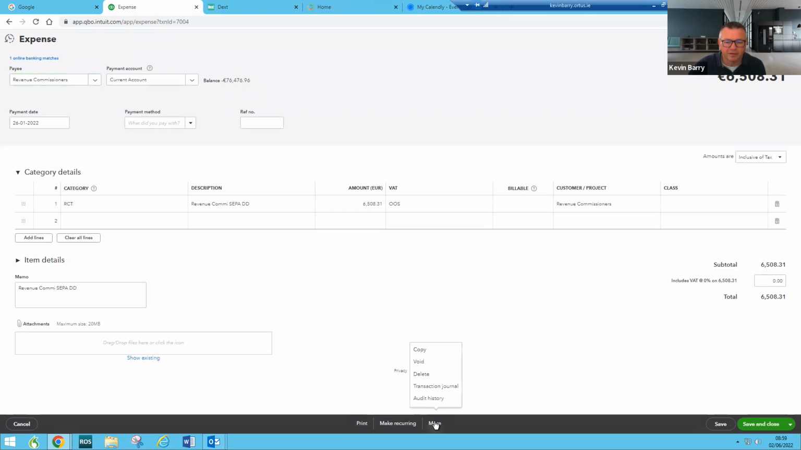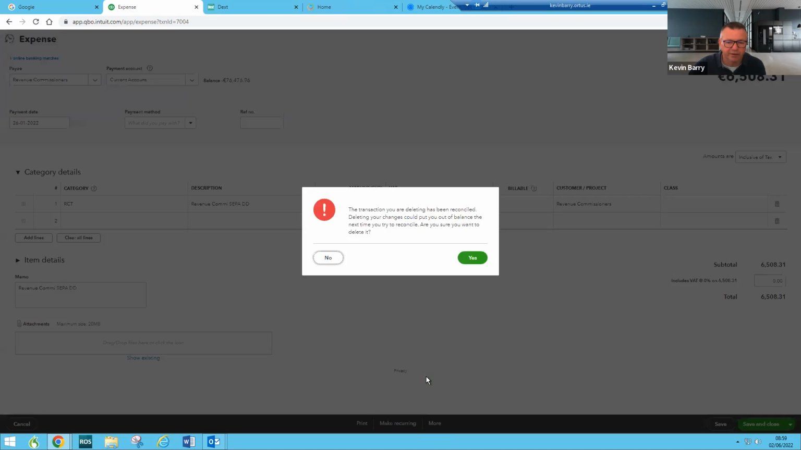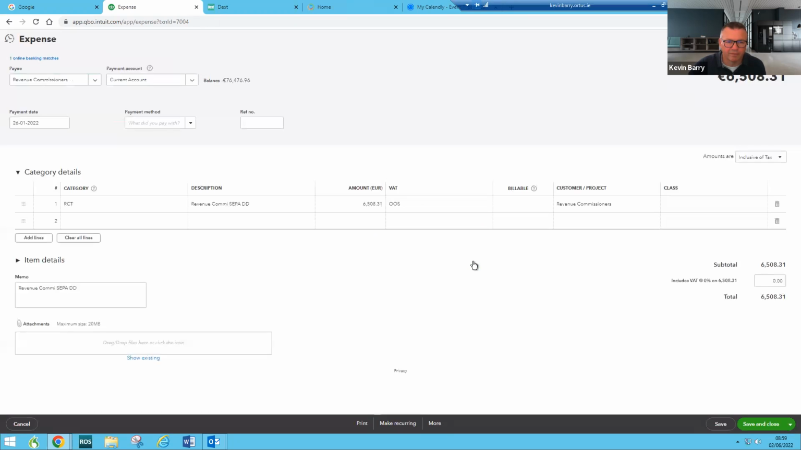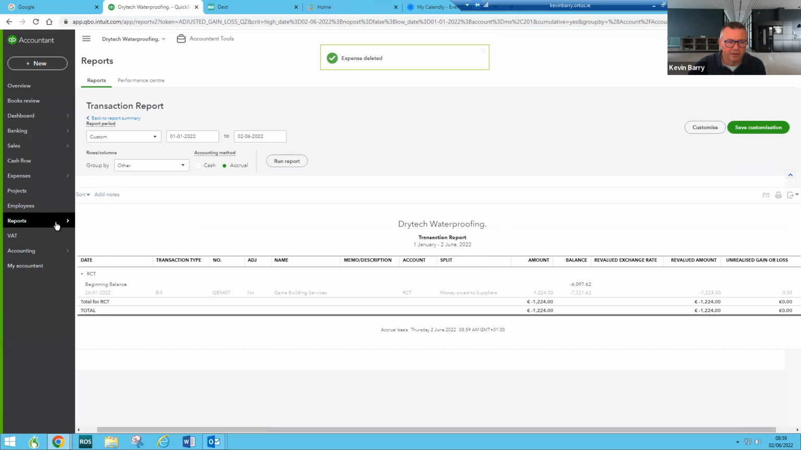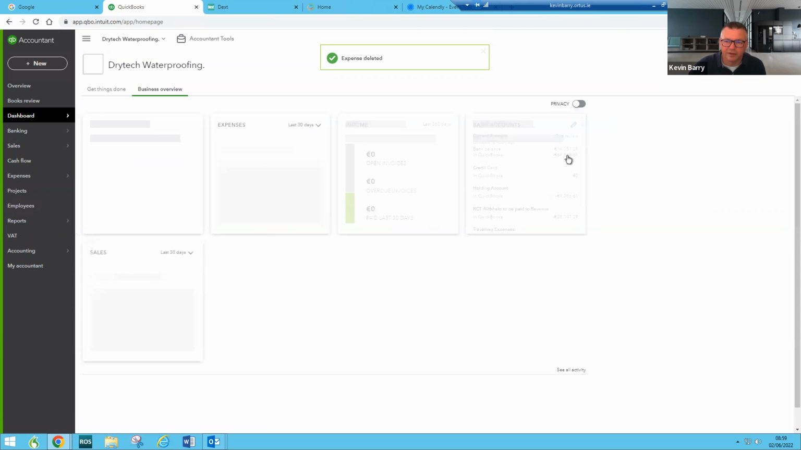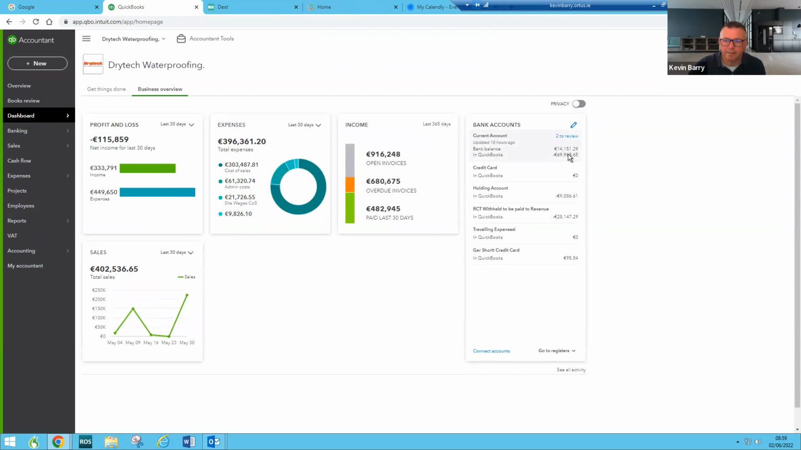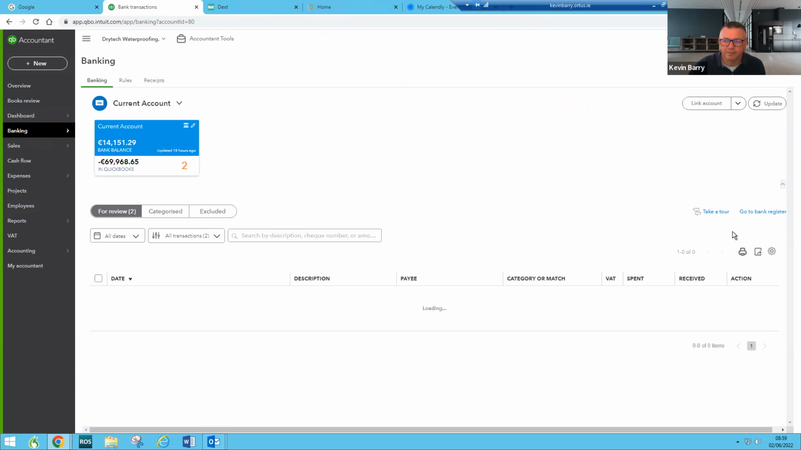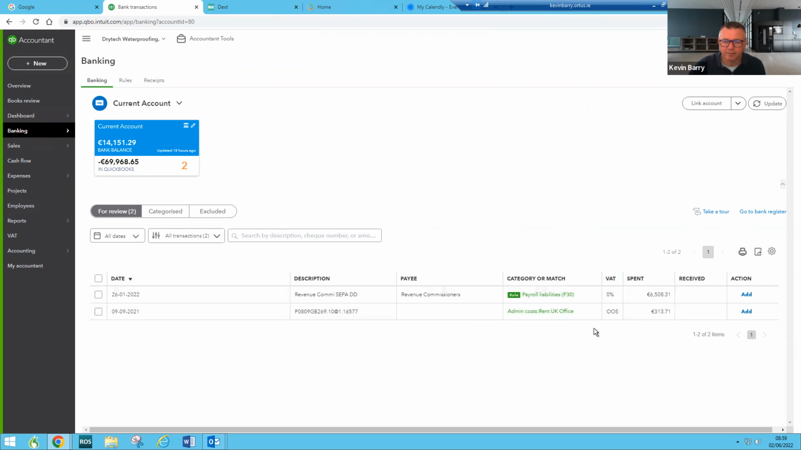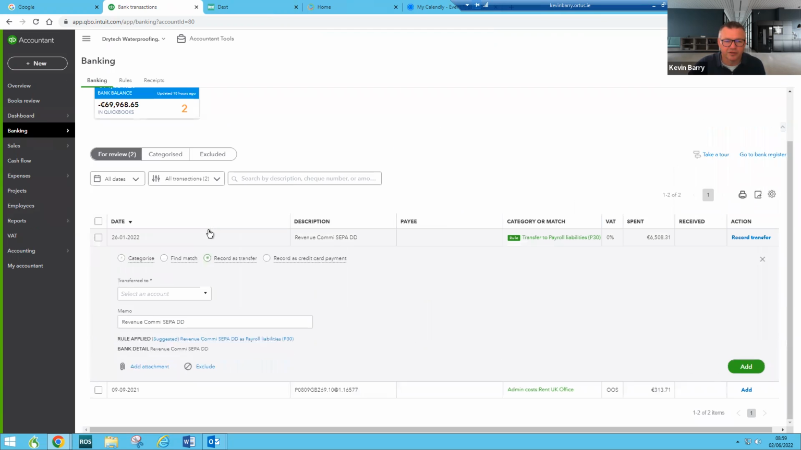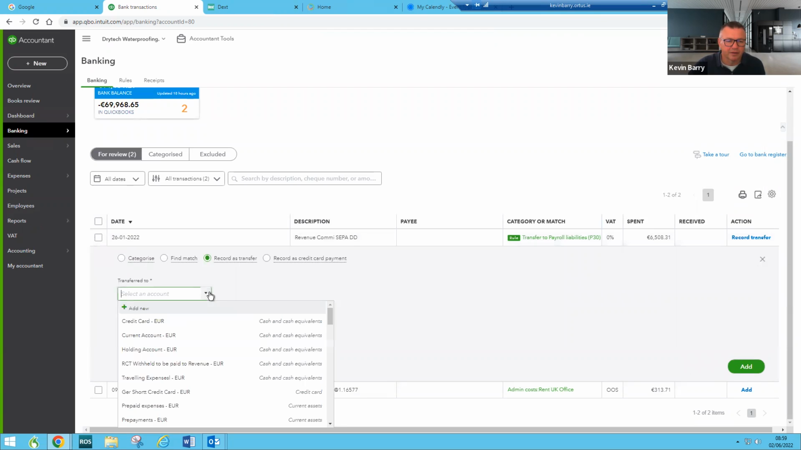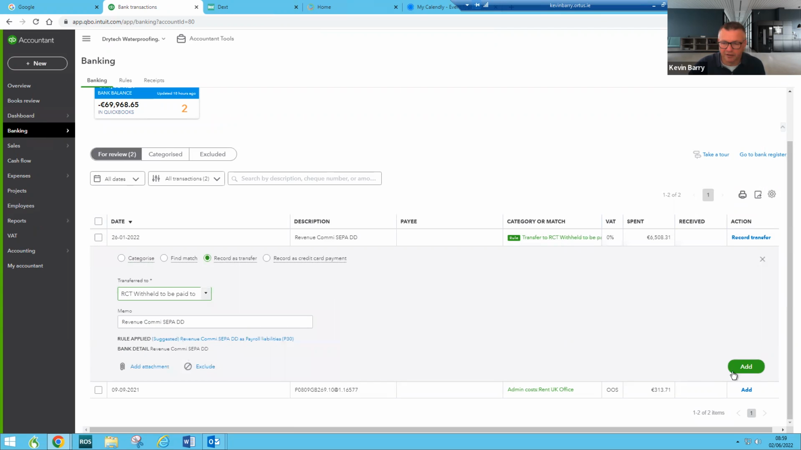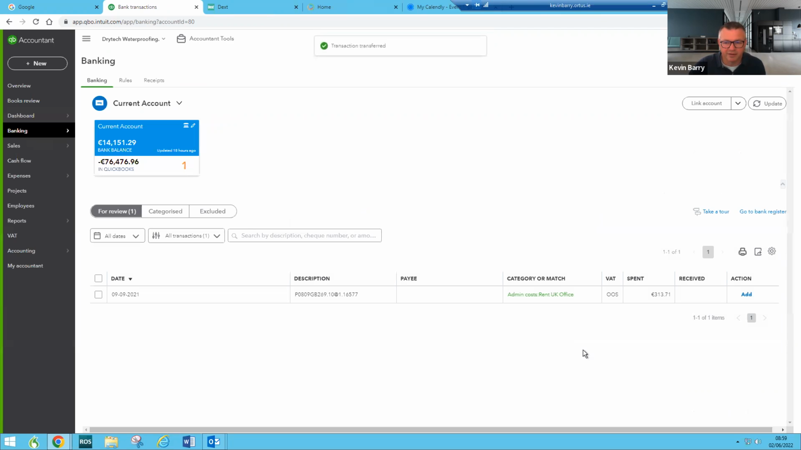So what I'm going to do is see the 26th of January 22. I'm going to change that into a transfer. Okay, there it is. I'm going to click in it and record it as a transfer. That should be going against the RCT. That's what's paying off the RCT that's withheld. That's in the right place now.